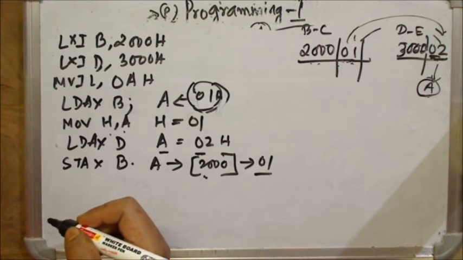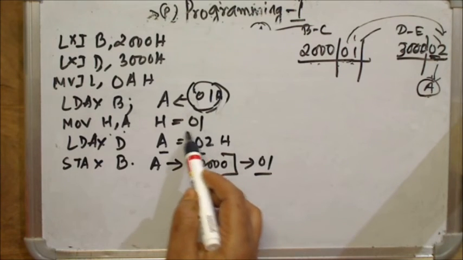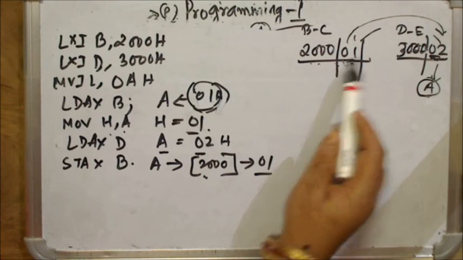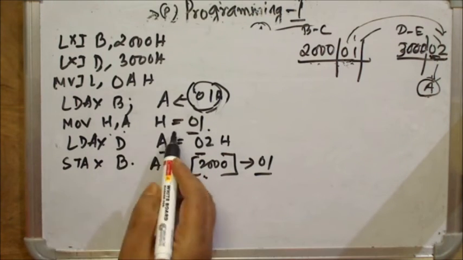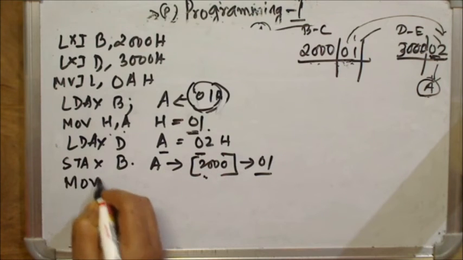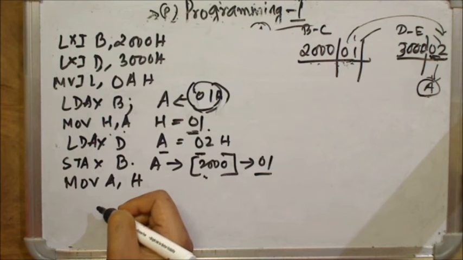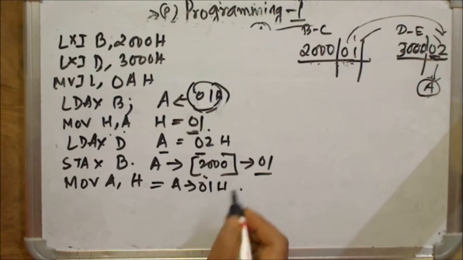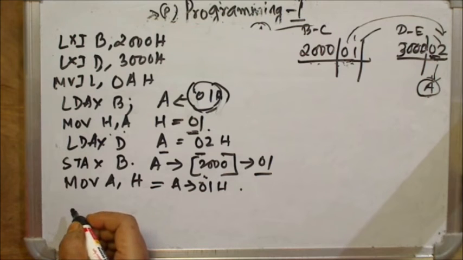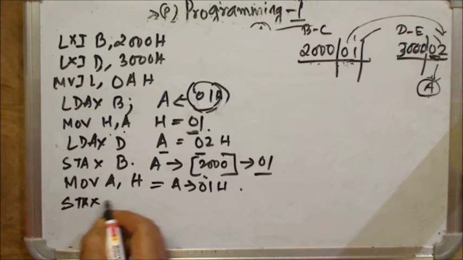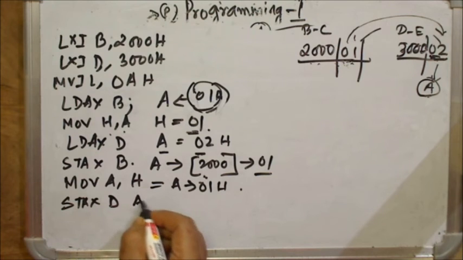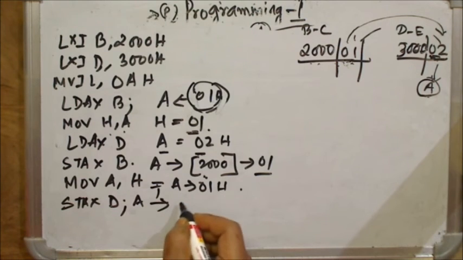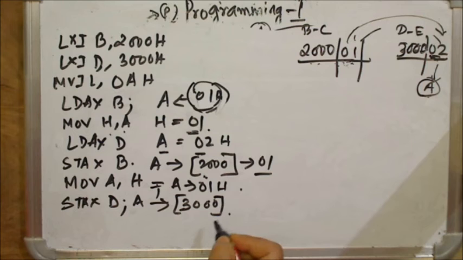Okay. Now what is H holding? 01. Now we have to get the 01 in 3000. So where is 01 now? In H. So we will take the data again from H to A. We will copy the data from H to A, that is MOV A, H. So A is now again holding 01H. Now from A store the data into the memory location pointed by DE pair. So STAX D. The value of A will get stored into the memory location pointed by DE pair, that is at 3000.